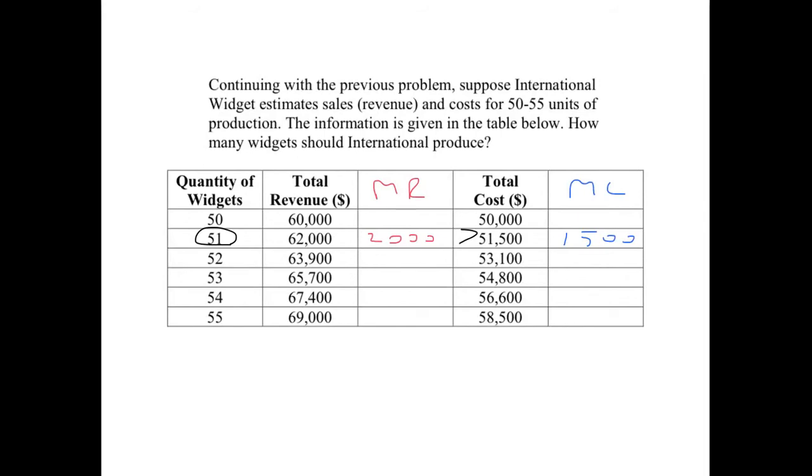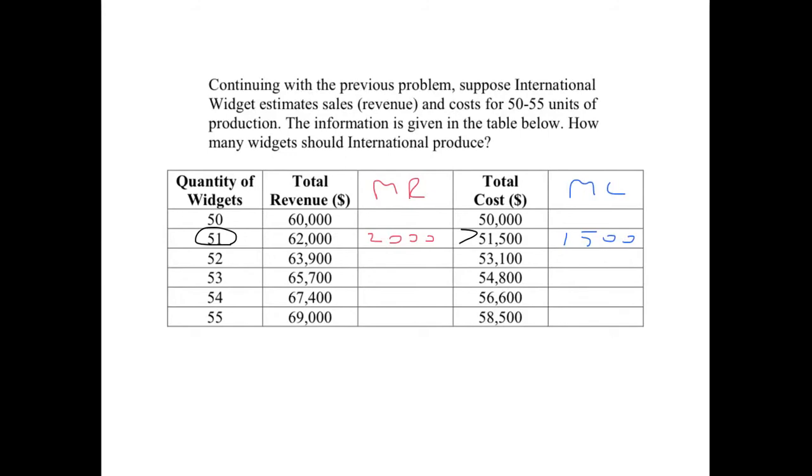Now, the question is, if 51 is good, what about 52? What about the 53rd, the 54th? At what point should the firm stop producing widgets? Well, to do this, we continue with our marginal analysis, calculating marginal revenue, marginal cost, and comparing the two.